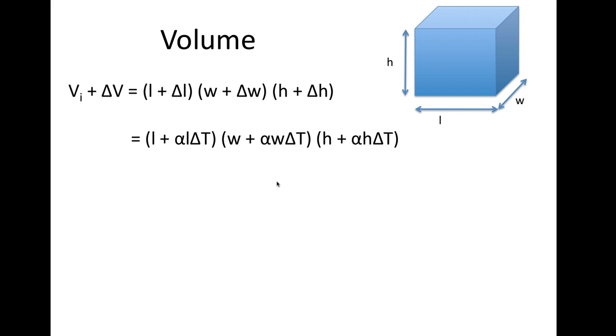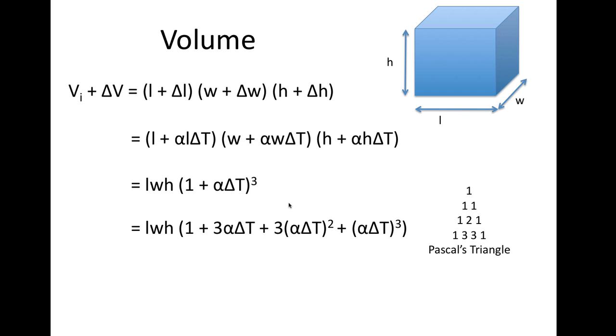So there's 3 of those, so that's cubed. So we've got length, width, height, 1 plus alpha delta T cubed. And so now we want to expand this. To expand this, we can use Pascal's triangle, which tells us that the coefficients out the front are 1, 3, 3, 1. So we've got 1 plus 3 alpha delta T plus 3 alpha delta T squared plus alpha delta T cubed.